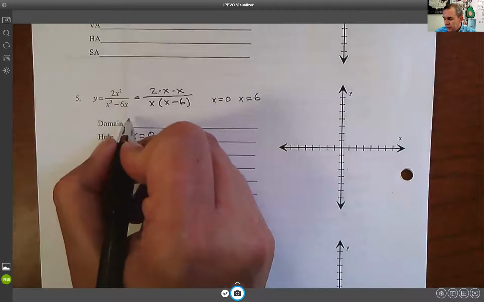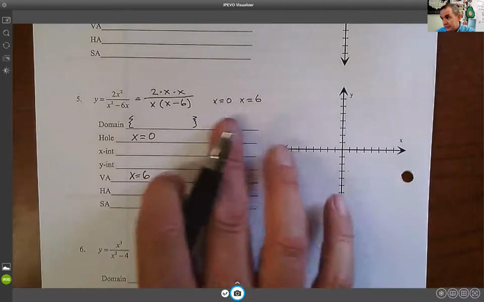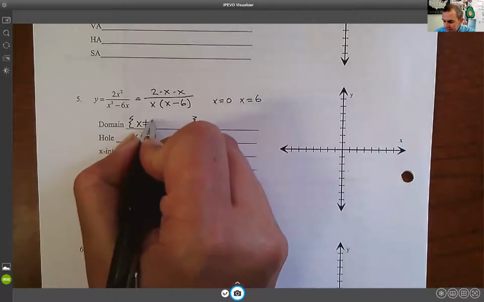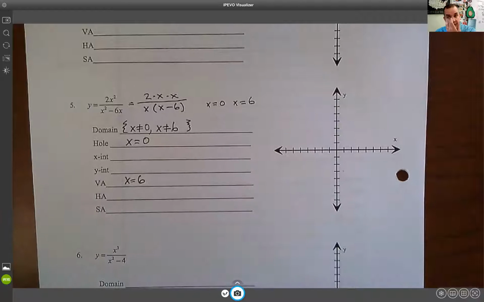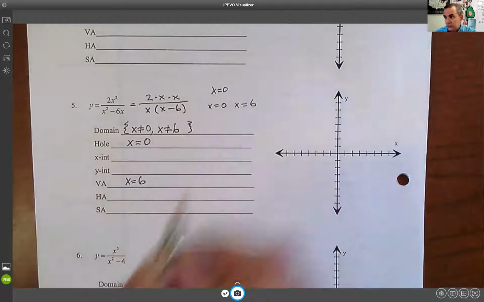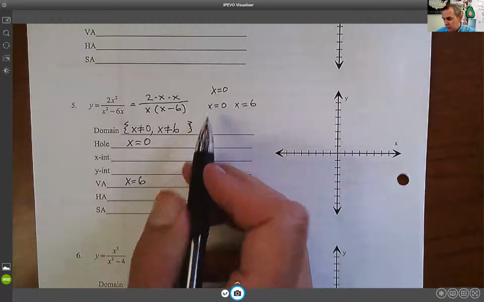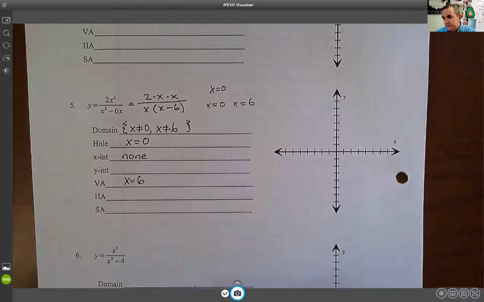Now, today we entered a new thing with the domain. The domain is the values that make the denominator 0, or rather, the values we have to exclude. So we say the domain can be any numbers except 0 and except 6. So x doesn't equal 0, x doesn't equal 6. That's a new piece, but it's basically whatever these pieces are here. Now, for x-intercept, what makes the numerator 0? In this case, 0 makes the numerator 0. But since we already used it for our hole, we don't have any x-intercepts. So again, a little bit of a review of what we quizzed on today.